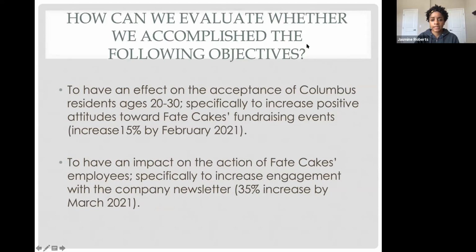All right, the last two objective statements. So to have an effect on the acceptance, now remember, acceptance objective statements basically seek to have an impact on the audience's attitudes. So specifically, we're looking to see whether or not we can enhance positive attitudes towards Fake Cakes fundraising events. So we want people to feel more positively about these events that we're putting on at Fake Cakes. How can we determine whether or not there's been a change in attitude? What method could we use? And I think we already touched on this in another objective statement, so it's okay if you say the same thing.